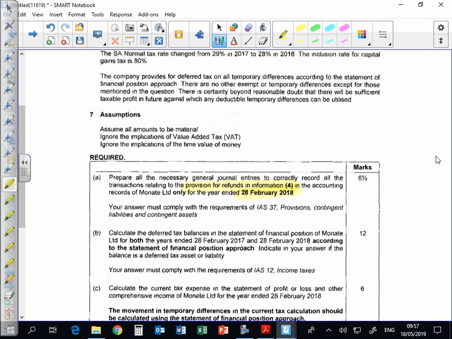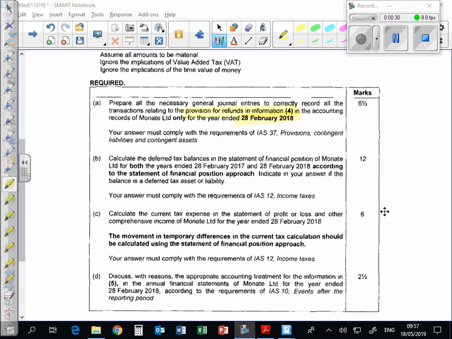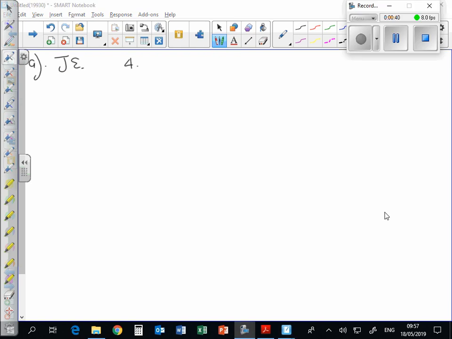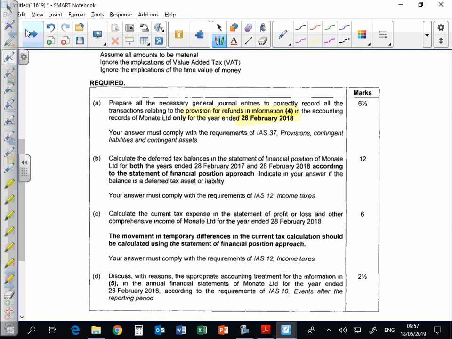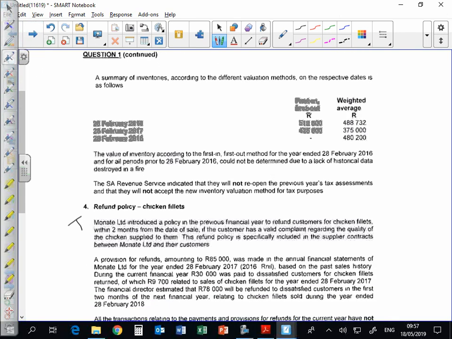Right. In terms of the journal entries, I am going to work a little bit more off the memo this time to save some time. We've got part A, we want journal entries for information point 4, and if you think you are going to forget, I would also go to my paper, information point 4, and just say journal entries is what I want to do over there.